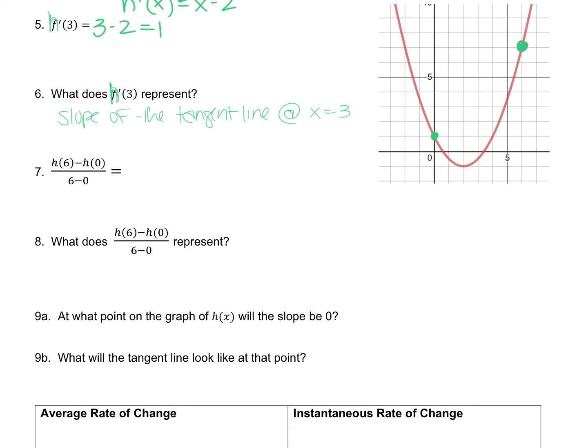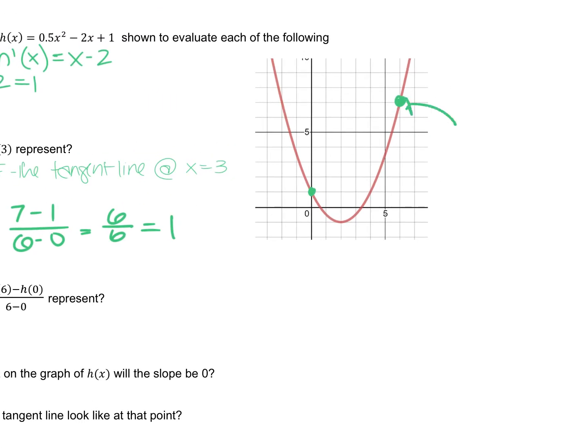At 0, what's my y value? 1 over 6 minus 0 gives me 6 over 6, or a slope of 1. I think that's where you got the 7 from, the y value right there. Okay, because I got the same thing, but I just plugged it in. But am I doing that wrong? Yeah, because I plugged it into the x.